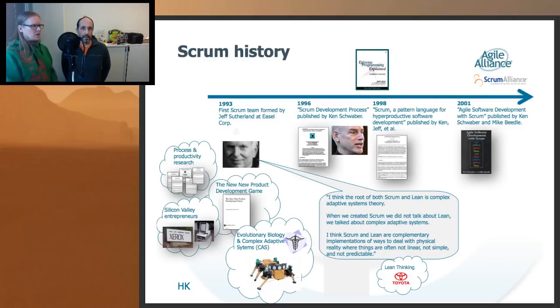Okay, a few words about Scrum history. Where this whole thing came from. There's a guy called Jeff Sutherland. He is normally thought of as the inventor of Scrum, and in some sense he is, because at least he is the one who created the first implementation of Scrum in a software project at Easel Corporation.